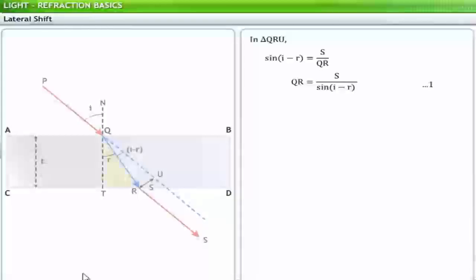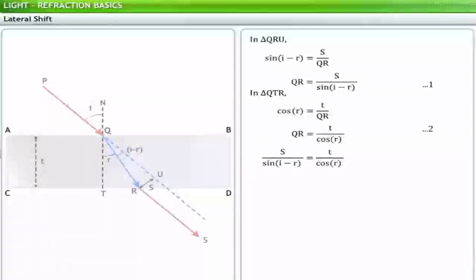Now consider the right triangle QTR. In this triangle, cosine of r is equal to the ratio of QT to QR, which is equal to the ratio of thickness T of the slab to QR. Thus, QR is equal to the ratio of T to cosine of r. This gives you equation 2. From equations 1 and 2, we get the lateral shift in the slab as S equals T multiplied by sine (i minus r) divided by cos r.